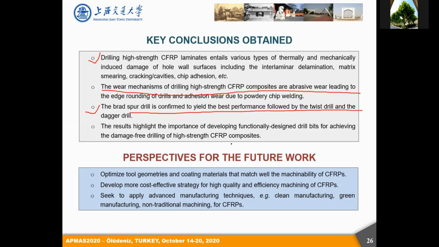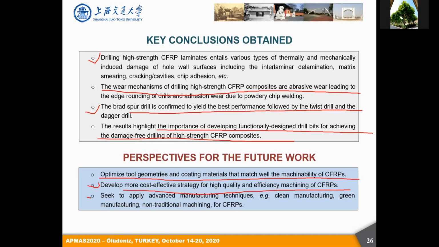Our results also highlight the importance of developing functionally designed cutting tools for achieving damage-free drilling of high-strength CFRP composites. Finally, from the present investigation, we can also draw some perspectives for future work. In order to cope with the difficulties encountered in the drilling of high-strength composite materials, the manufacturing sectors need to optimize the tool geometries and the coating materials that match well the machinability of the CFRP materials. In the second step, manufacturing engineers have to develop more cost-effective strategies for the high quality and high efficiency machining of CFRP laminates.